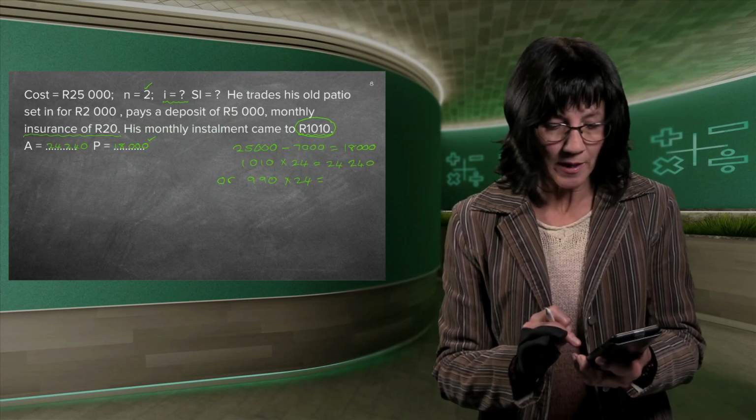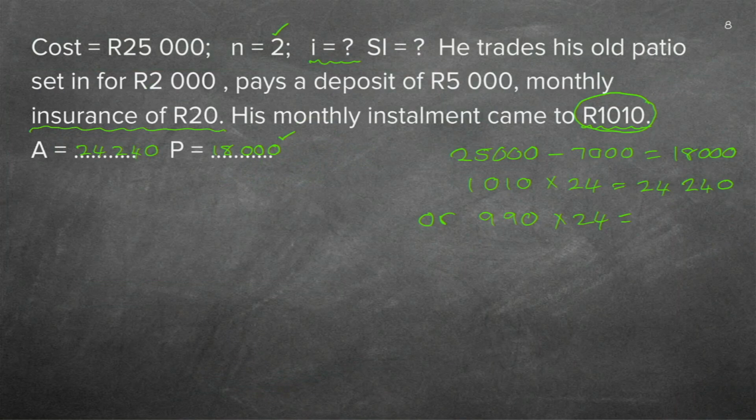So it's 2 different ways of thinking. We can check just now which one you would like to use. That one is a nice figure, so maybe I'll use this one. But remember, if you use that one, I need to deduct my insurance of 20 Rand a month. So my insurance, I'm going to write here, was 20 Rand a month.